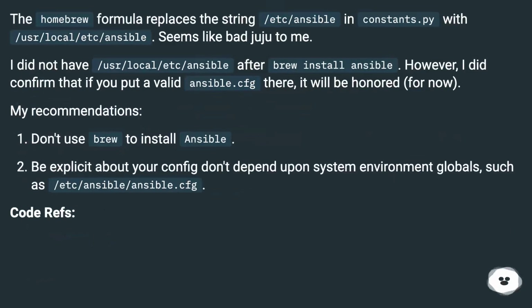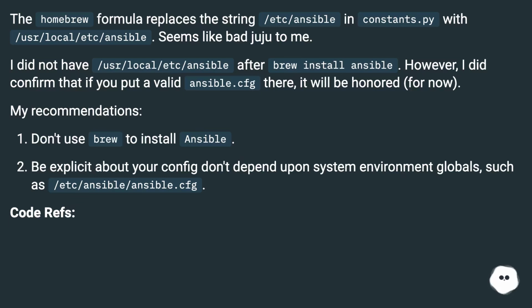The homebrew formula replaces the string /etc/ansible in constants.py with a different path. Seems like bad juju to me. I did not have that directory after brew install ansible. However, I did confirm that if you put a valid ansible.cfg there, it will be picked up, for now.